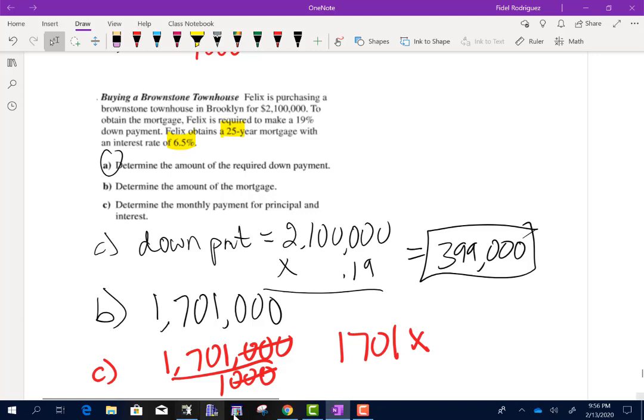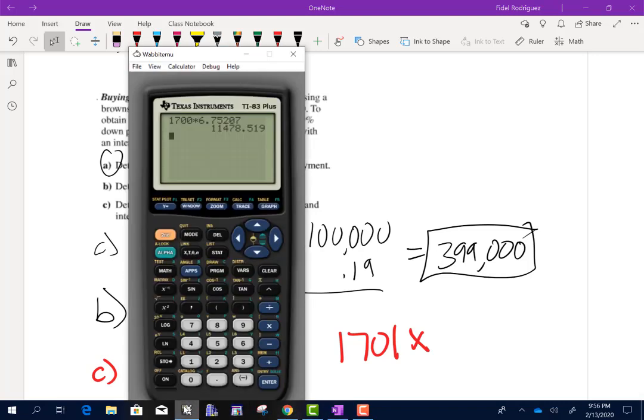Felix's, 1701. Did I do 1701? I did 1700. Oops. Okay. So I'll tell you what. Easy way to fix it. Second entry, back over here. It was 1701. Delete that. Insert the number 1. There we go. Okay.